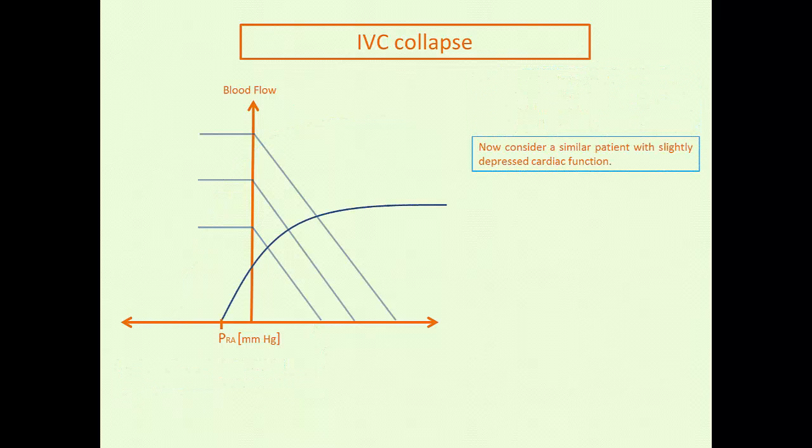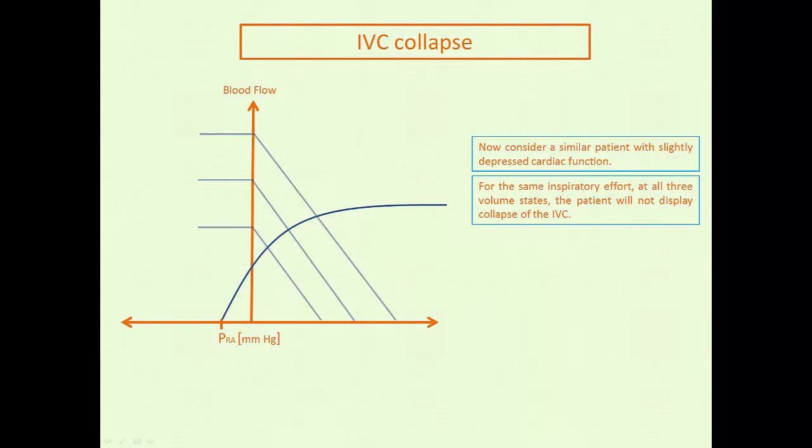But consider a similar patient, hypovolemic, with a depressed cardiac function. Well, for the same inspiratory effort at all 3 volume states, the patient will not, or maybe only partially, display collapse of the IVC. So this patient inspires. In this situation, right atrial pressure in the hypervolemic state, watch that again, the patient goes from here to here. There's a minimal drop in right atrial pressure, so certainly not enough to cause collapse of the IVC. It's nowhere near the collapsing segment of the venous return curve. And this patient is hypervolemic.